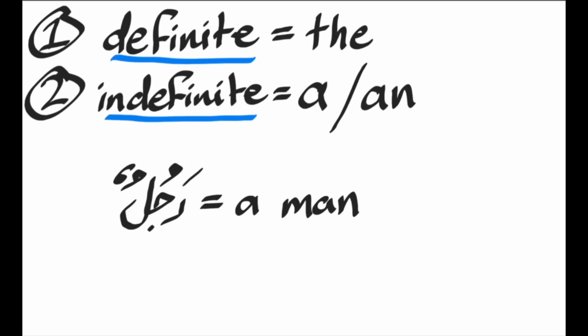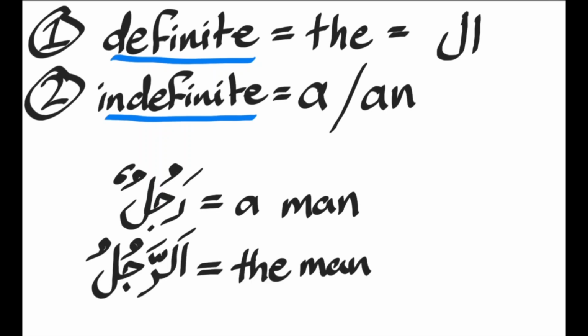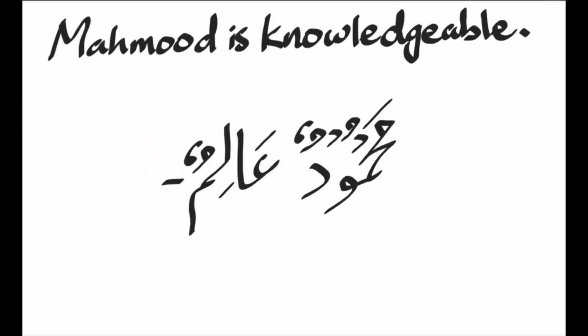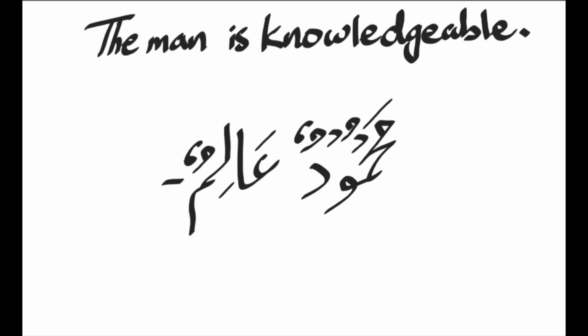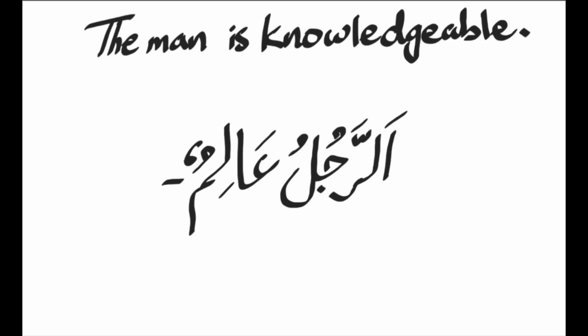But if you want to specify that word and make it definite, you use the article alif lam before that word. So if you want to say the man, in Arabic you'll say that by saying ar-rajulu. Now let's take the first example we discussed. Mahmud is knowledgeable, Mahmudun alimun. Let's say you want to say the man is knowledgeable. All you have to do is swap Mahmud with ar-rajulu, the man. Ar-rajulu alimun, the man is knowledgeable.